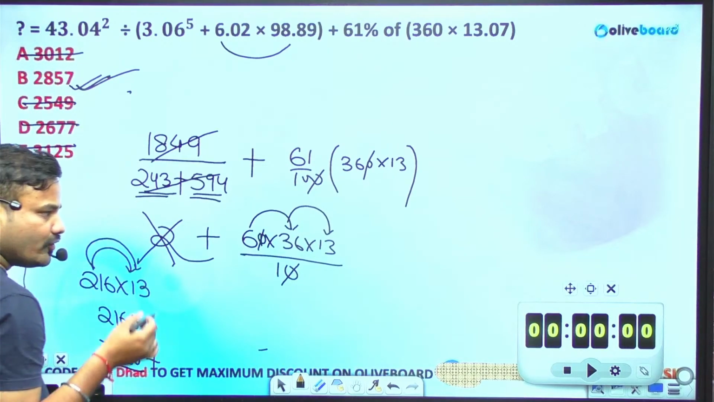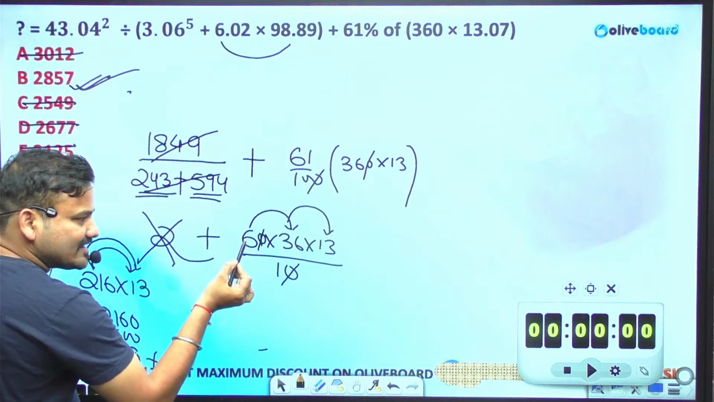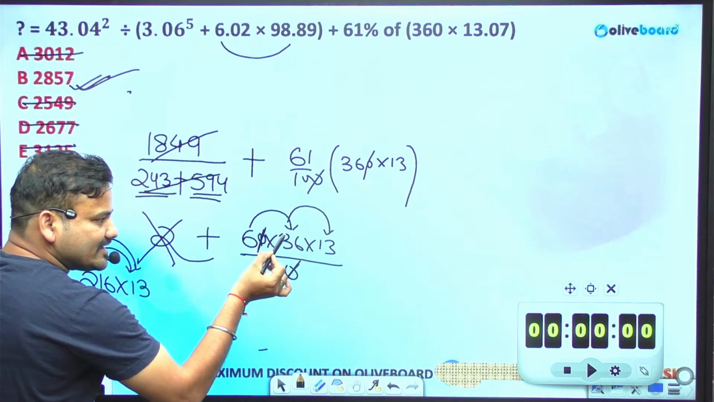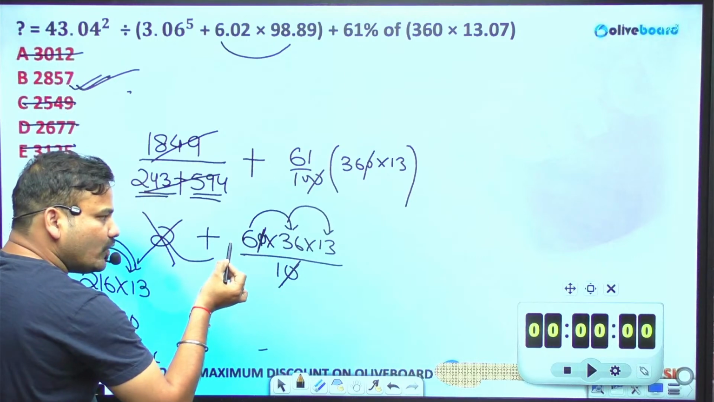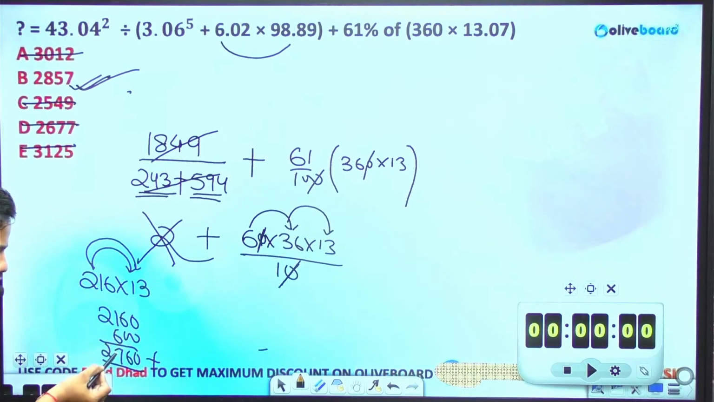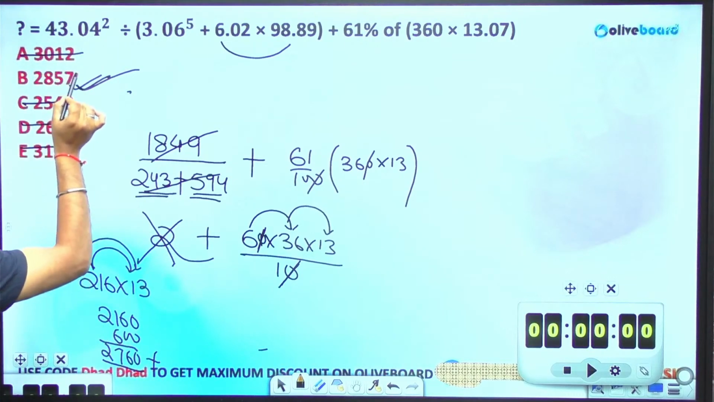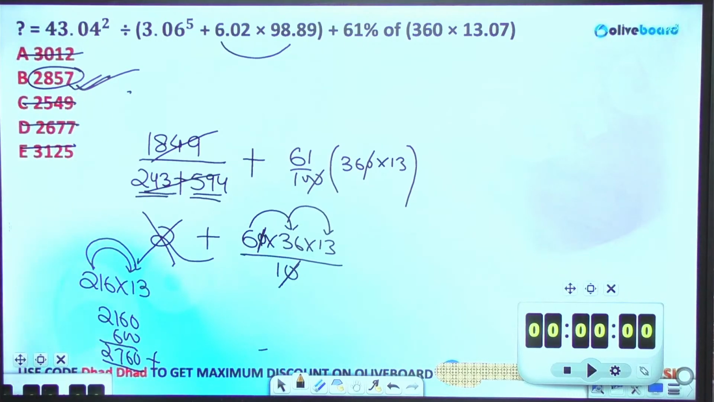What I have done is I have made this as 60. 0 and 0 I have eliminated. So 6 into 36 is 216. 216 times 13 will be equal to 2760. So the answer will be more than 2760. So which option is more than 2760? That is 2857. So 2857 will be the answer of this particular question.